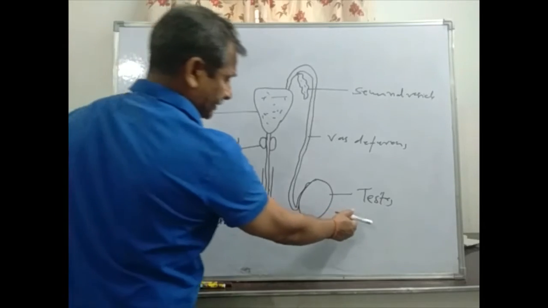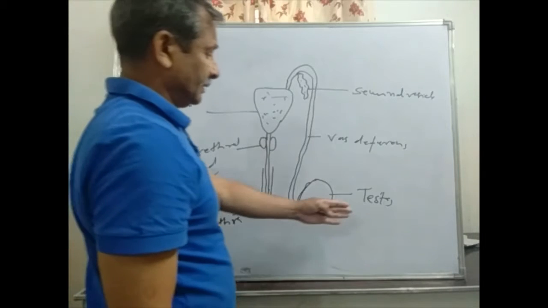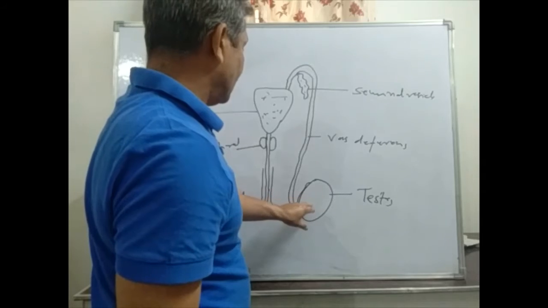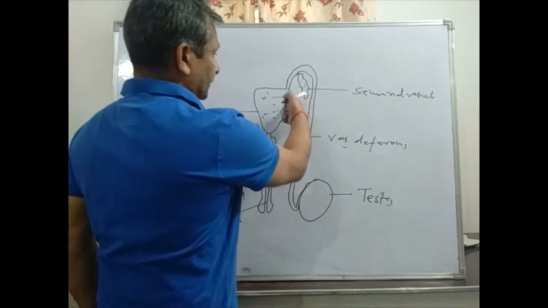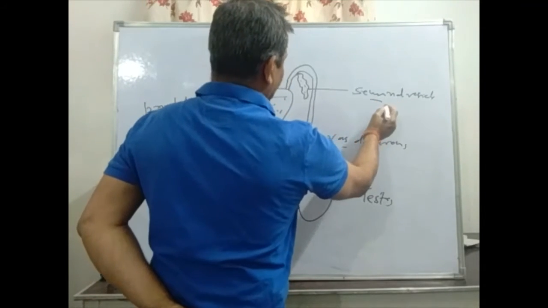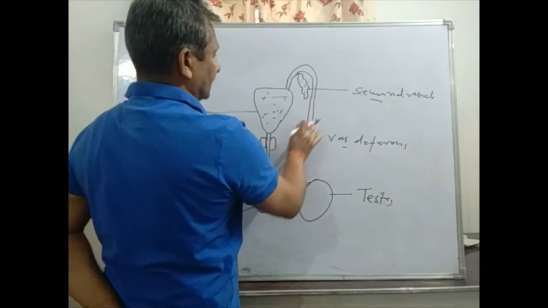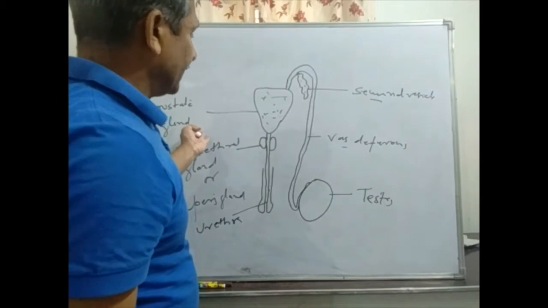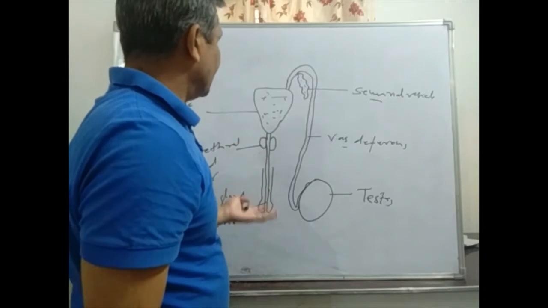The testes are where the formation of sperms takes place. Their formation, development and maturation take place in the testes, and from the testes, with the help of the vas deferens, they are carried to the abdominal cavity. The glands are the seminal vesicle, prostate gland, and bulbourethral gland. These are the three accessory glands, and we will discuss how they help in the development of the sperm and how they support the process of reproduction.